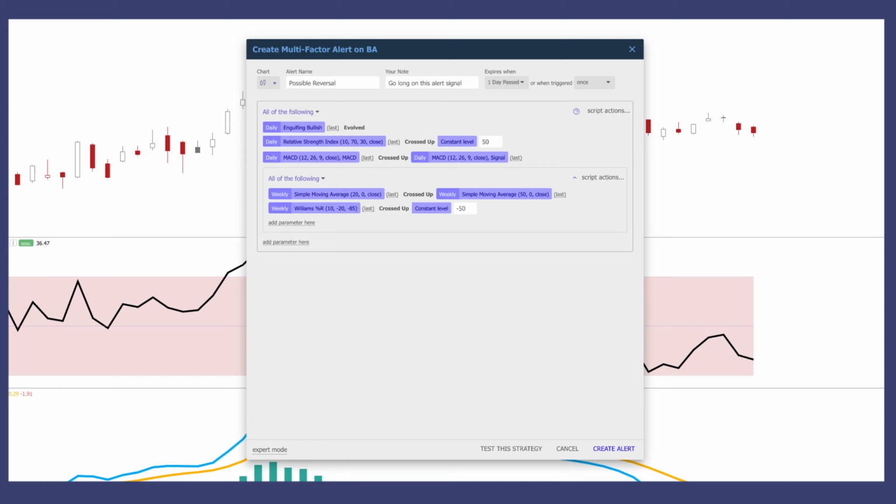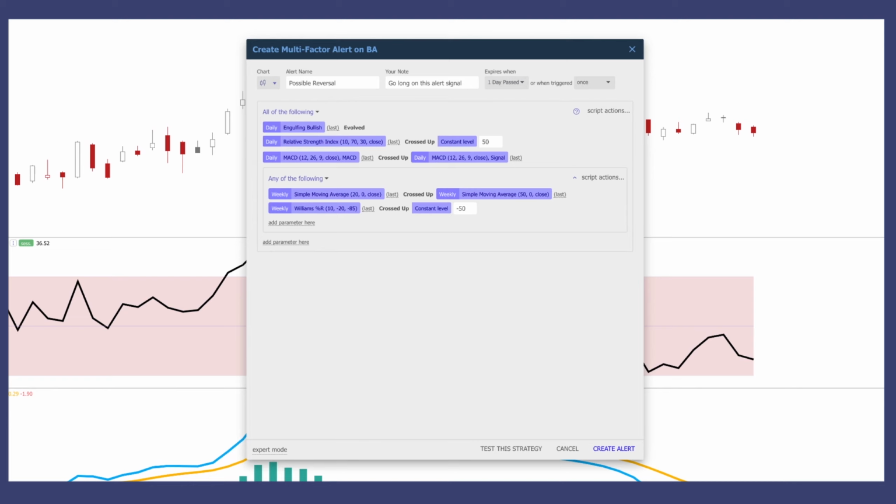So now you have all of the following criteria need to happen here, and then you only need one of the two here to go off. So click the drop down, go to any of the following. So whenever all of these three conditions occur and one or the other happens, so whether that's the SMA 20 crosses up through the SMA 50 on the weekly side, or the weekly Williams percent range crosses up through -50, you'll get that alert. So this allows you to create a pretty complex conditional tree and really almost make your own algorithm from a visual standpoint. So this is something that's really nice.